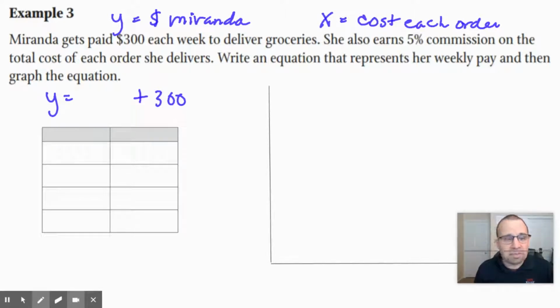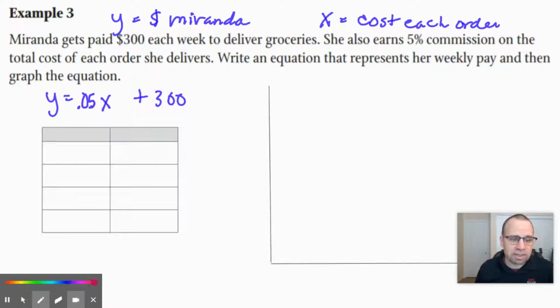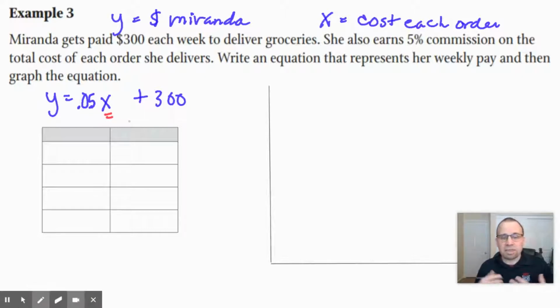So I always start there, plus 300. But she's also going to make 5%. Now remember, we write 5% as 0.05. And then we'll let X go right there. Again, X is the cost of each order. And so we can then make a graph based on that.